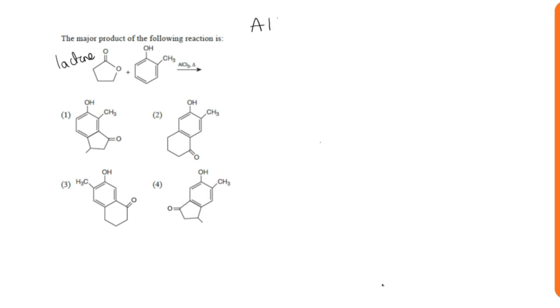Whenever you see aluminum chloride and an aromatic molecule, remember this could be either Friedel-Craft alkylation or acylation. Then how do you decide whether it is alkylation or acylation? By looking at the reaction conditions here. If it is alkyl halide, then it's going to be alkylation. If it is an ester, anhydride or acid chloride, then it is Friedel-Craft acylation.